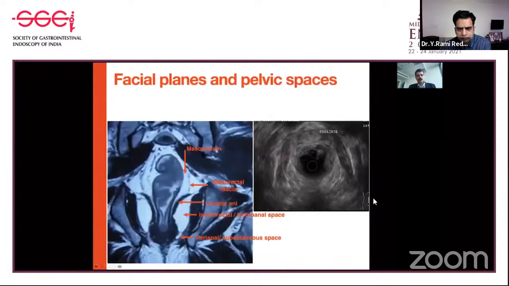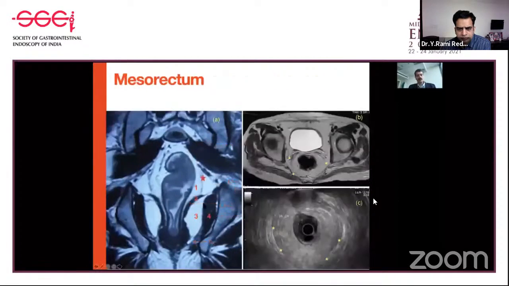Now, how about the pelvic planes and pelvic spaces? Please remember that the lateral wall of the pelvis is formed by the obturator internus. Then you have the levator ani, which divides the subperitoneal pelvis into the supralevator and infralevator compartment, or the perineum. On a heavily T2 weighted MRI, we can define the mesorectal fascia.